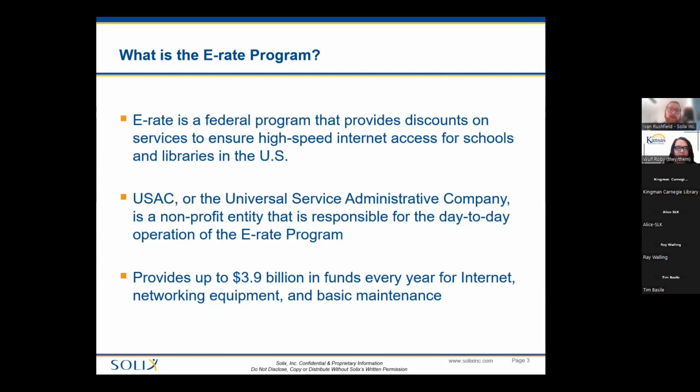And so USAC and the E-rate program are here to help that. E-rate is administered by a company called USAC, or the Universal Service Administrative Company. They are not the government. They work for the government. The whole program is run by the FCC, and USAC administers it for them. And they take care of the day-to-day operations of the program. And in fact, they even subcontract to another company, which is called Maximus, which is not that important, but it's interesting to know. And they're the ones who you will mostly communicate with when you're involved in the E-rate program. And they provide up to $3.9 billion in funds every year for internet, network equipment to make the internet run better in your library, as well as maintenance on all of that equipment.